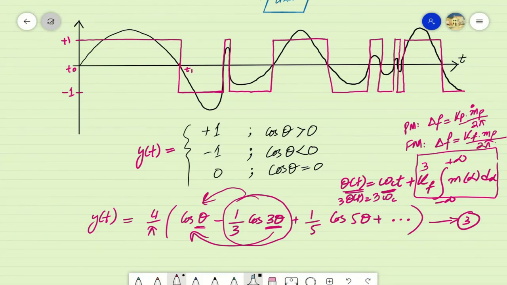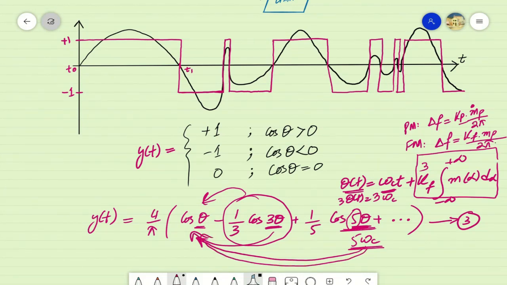This third term has 5 as its scaling factor of phases, so we will have the central frequency as 5 times omega c, that is 5 times higher than the central frequency of the first part, and its band will also be 5 times expanded, 5 times higher bandwidth compared to the bandwidth of the first part.